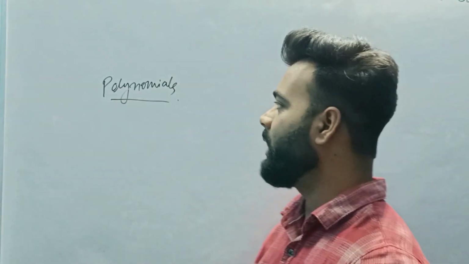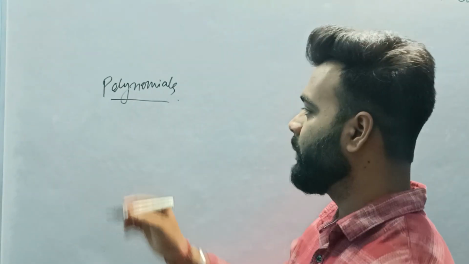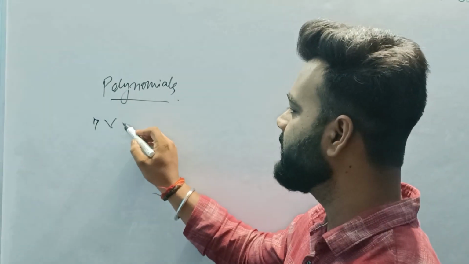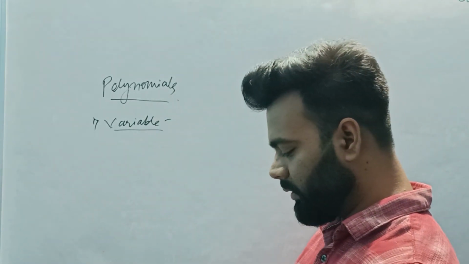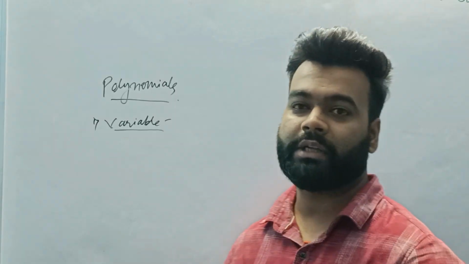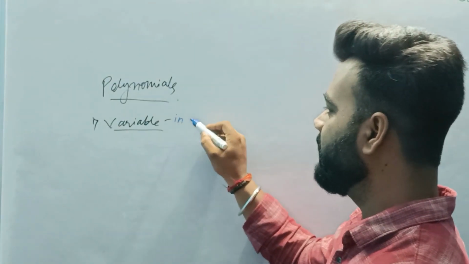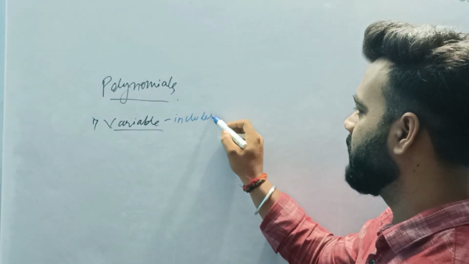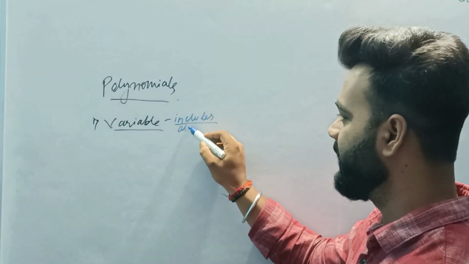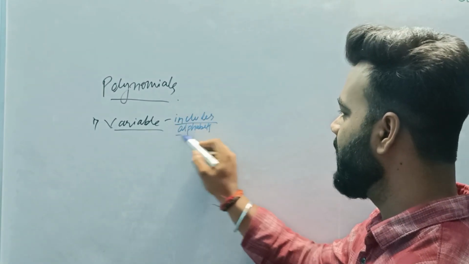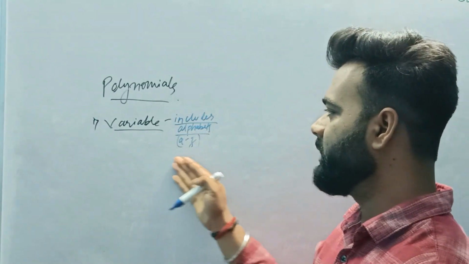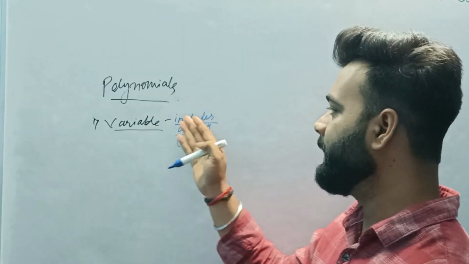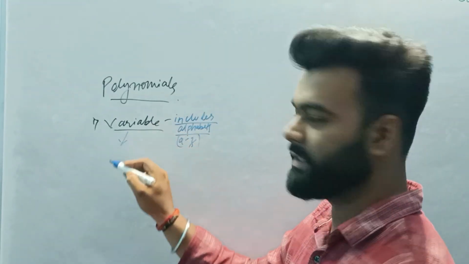To understand what polynomials are, first we have to understand a few terms which are related to polynomials. So what is the first term which is related to polynomial? The term is variable. Now, what does variable include? It includes alphabets, starting from A to Z. All these alphabets are considered as variables.